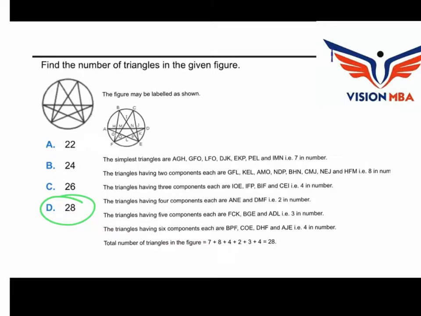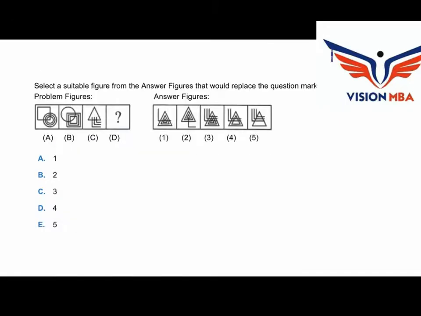Let's go to the next one, guys, the second last one before we end the presentation. Select a suitable figure from the answer figures that would replace the question mark. Now here you have to find the sequence, and based on the sequence you have to find the figure from the options. These are the options 1, 2, 3, 4, 5. Which diagram is going to be coming here? Out of these 5 figures, you have to understand what the sequence is, how things are changing, and based on that you have to select the answer.